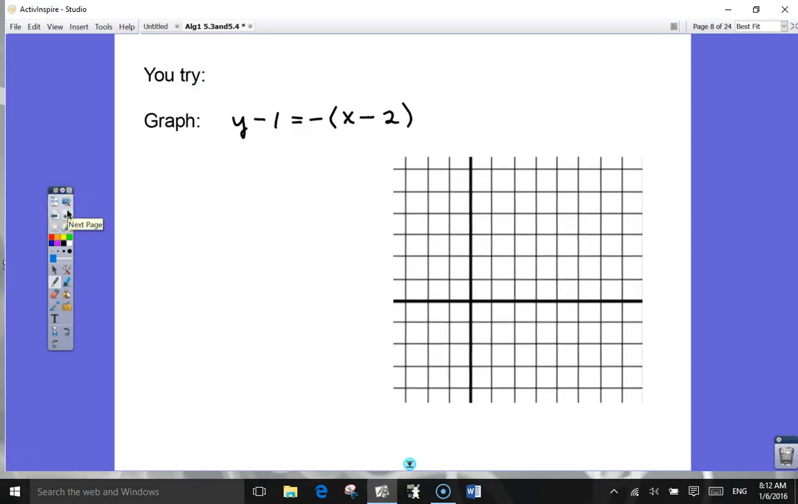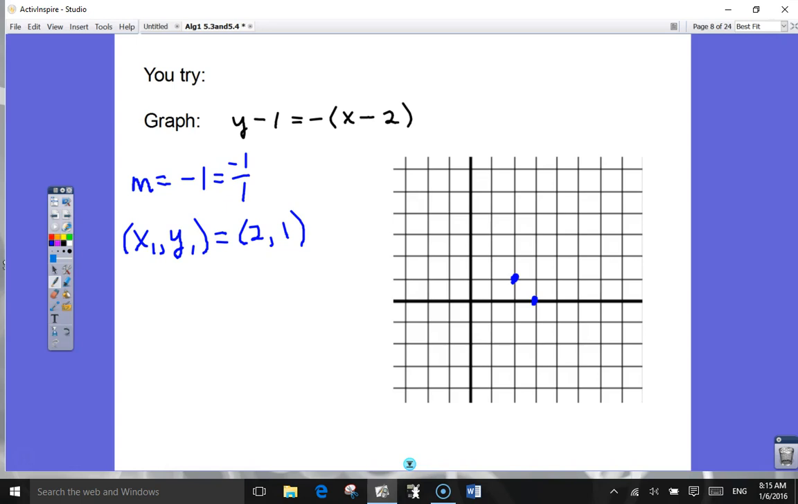So graph that one. The slope, when you don't see a number there, it's a 1. And because it's a negative 1. What was the point? 2, 1. Positive 2, positive 1, right? So it should have looked like that.